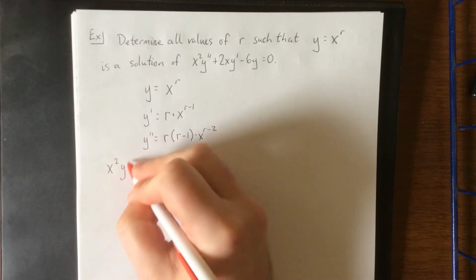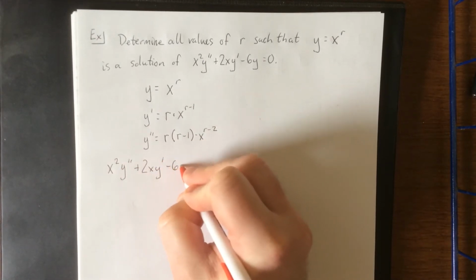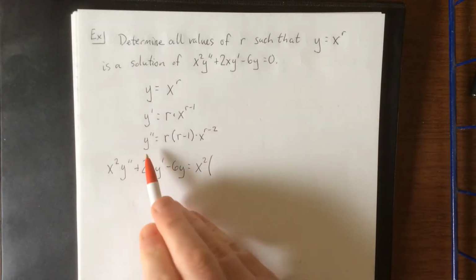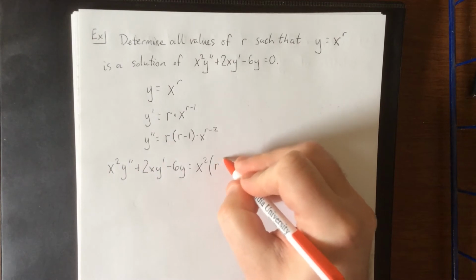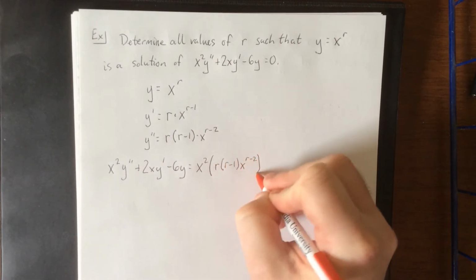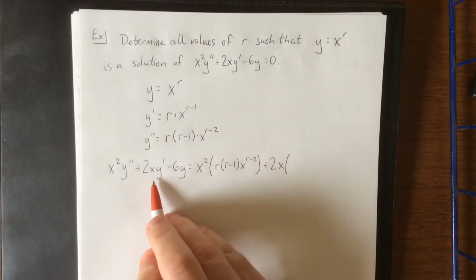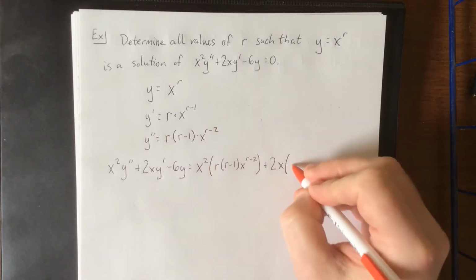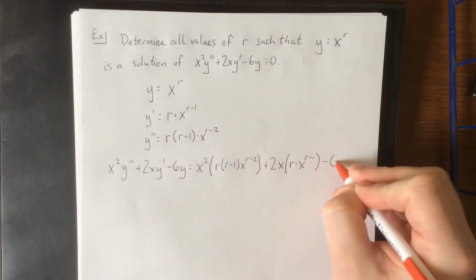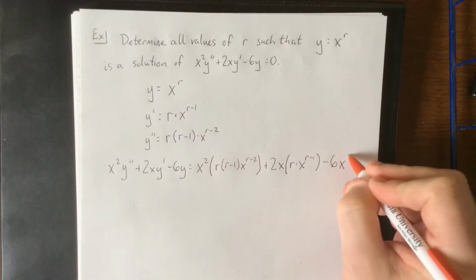So x squared y double prime plus 2x y prime minus 6y would become x squared times y double prime. That'll be r times r minus 1 times x raised to the r minus 2 power, plus 2x times y prime, which will be r times x raised to the r minus 1 power, minus 6 times the original function y, which is x raised to the r power.